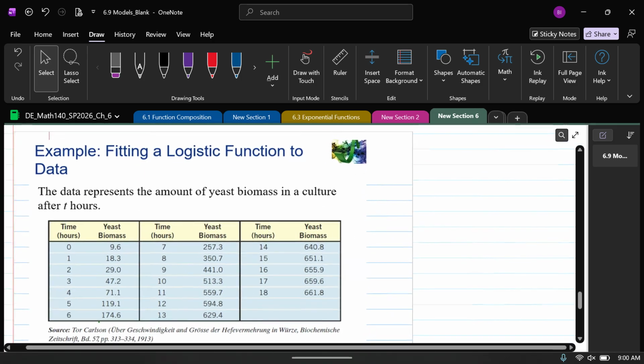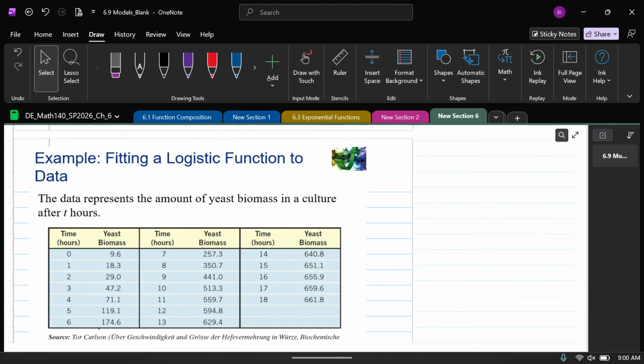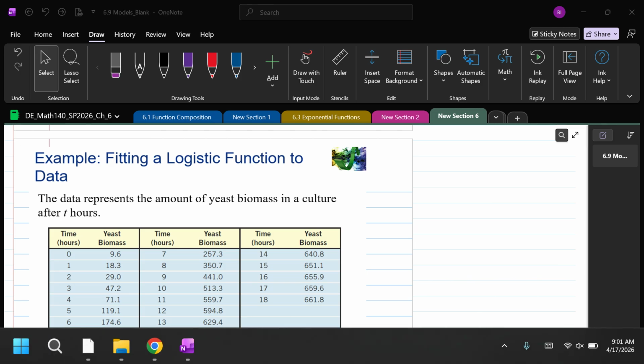All right, logistic function. We've done an exponential, we've done a logarithmic. Here, let's do a logistic. We've got a lot of data here, so let's put that data into our calculator. Time is X, yeast biomass is Y. So we'll put that data in and build a function.